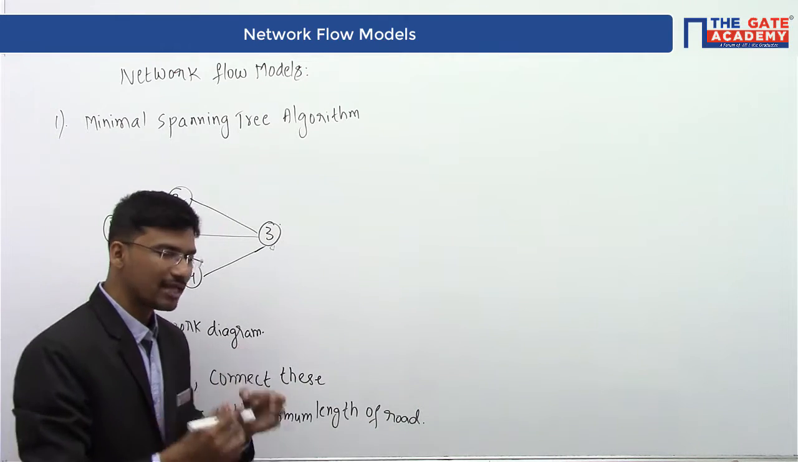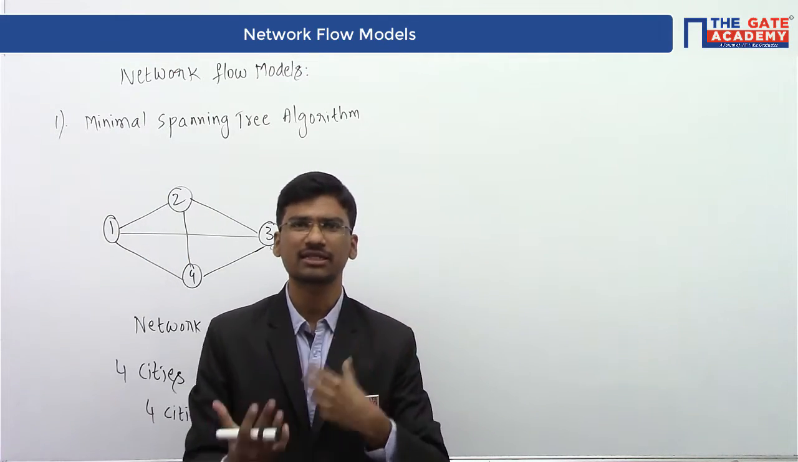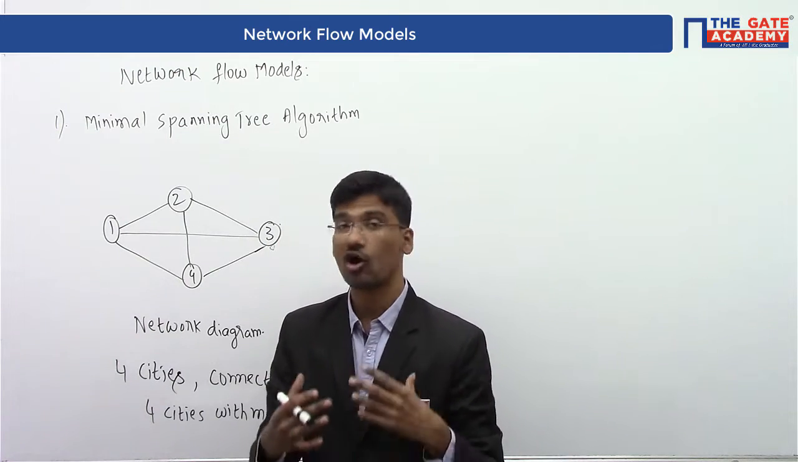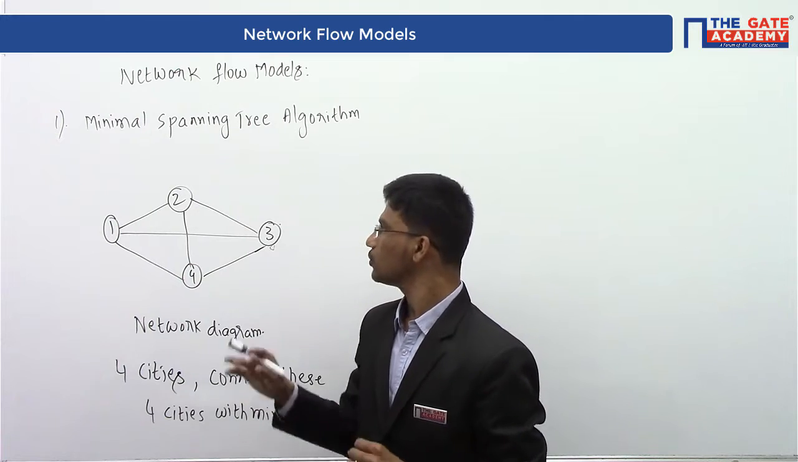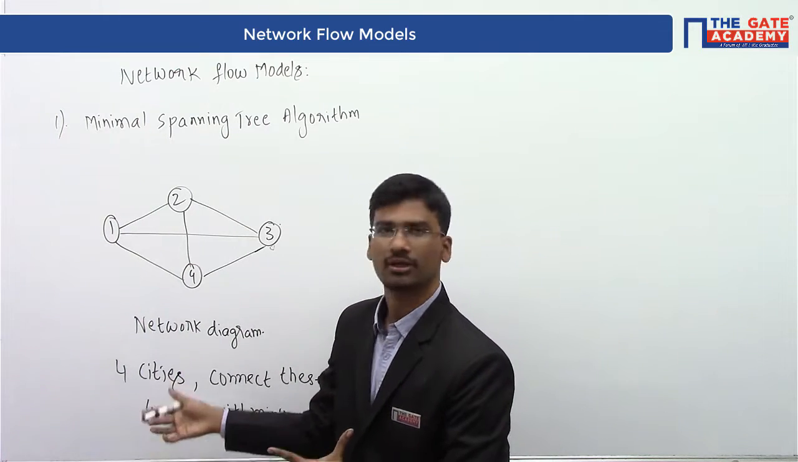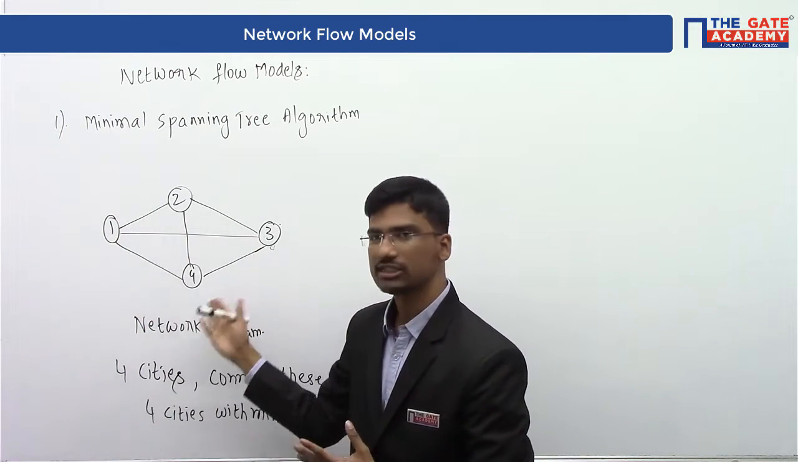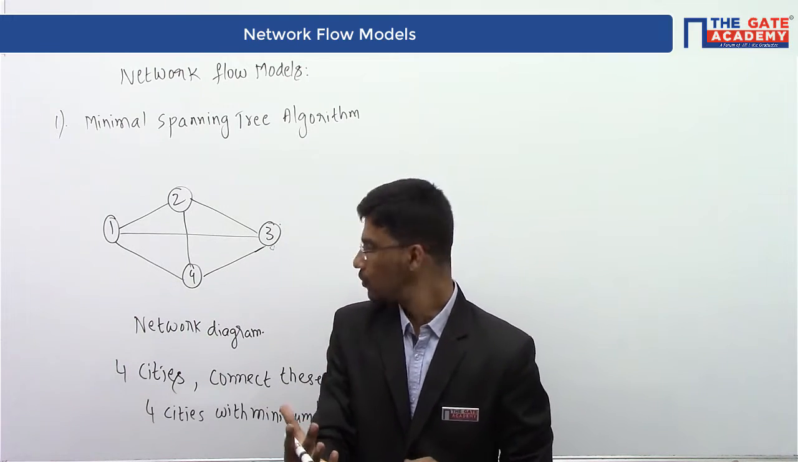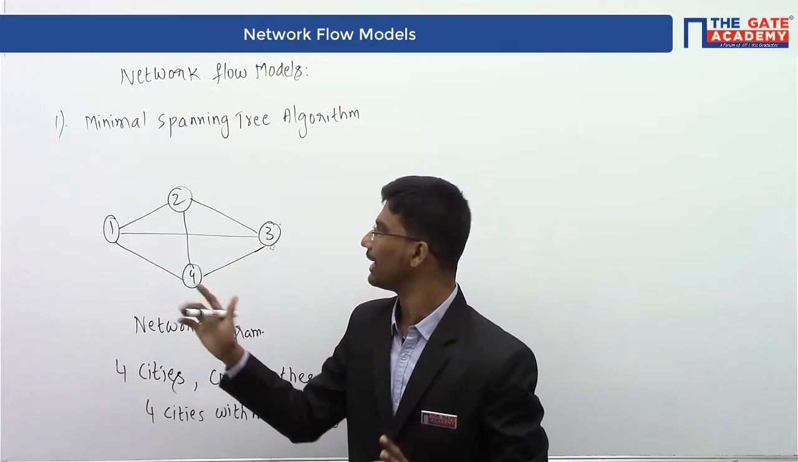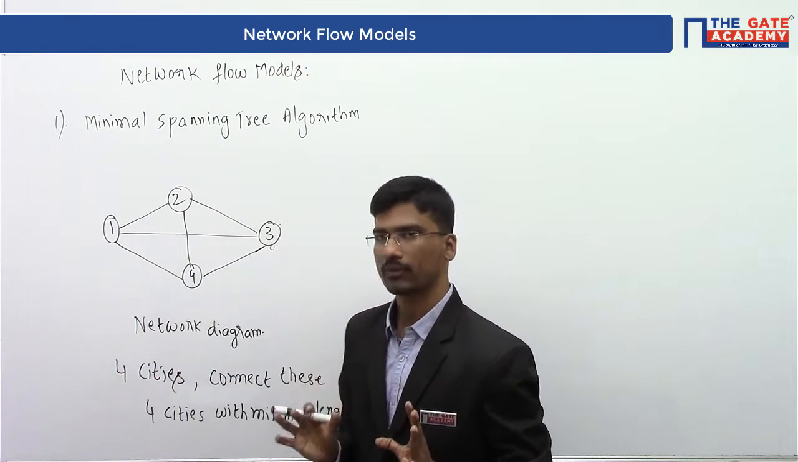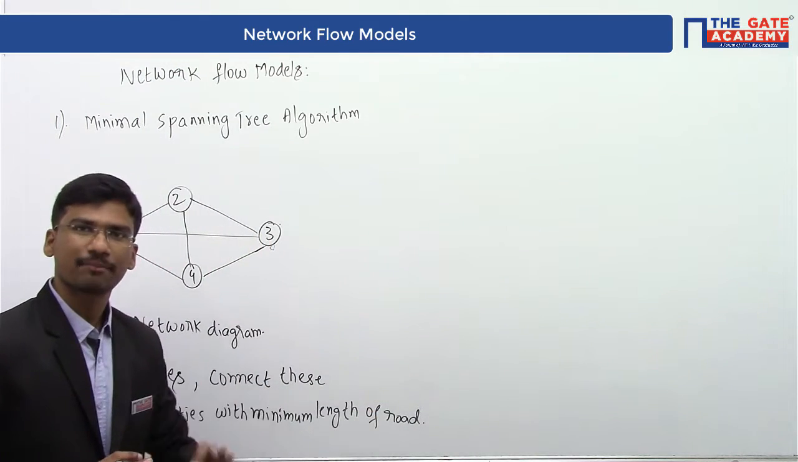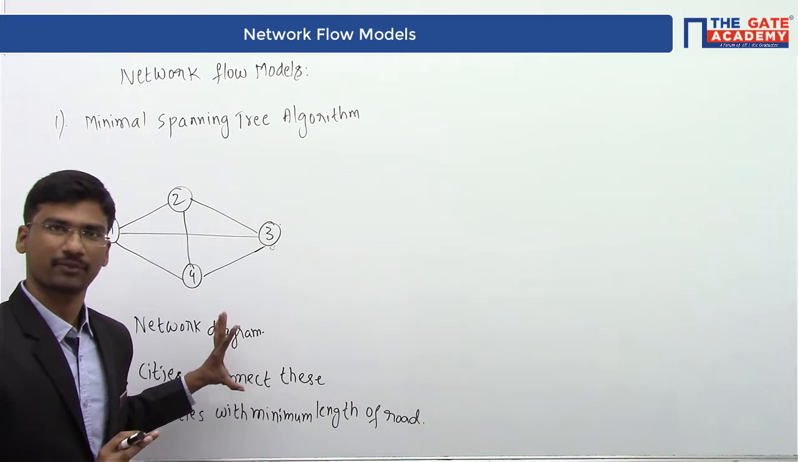If the length of the road is minimum, then the expenditure or cost which we spend for building this road will be minimum, right? Say, for example, the government is building roads among these 4 cities. It wants to know the minimum length of the road to connect all these 4 cities. So this is our basic problem. We take this example and try to understand this particular algorithm.